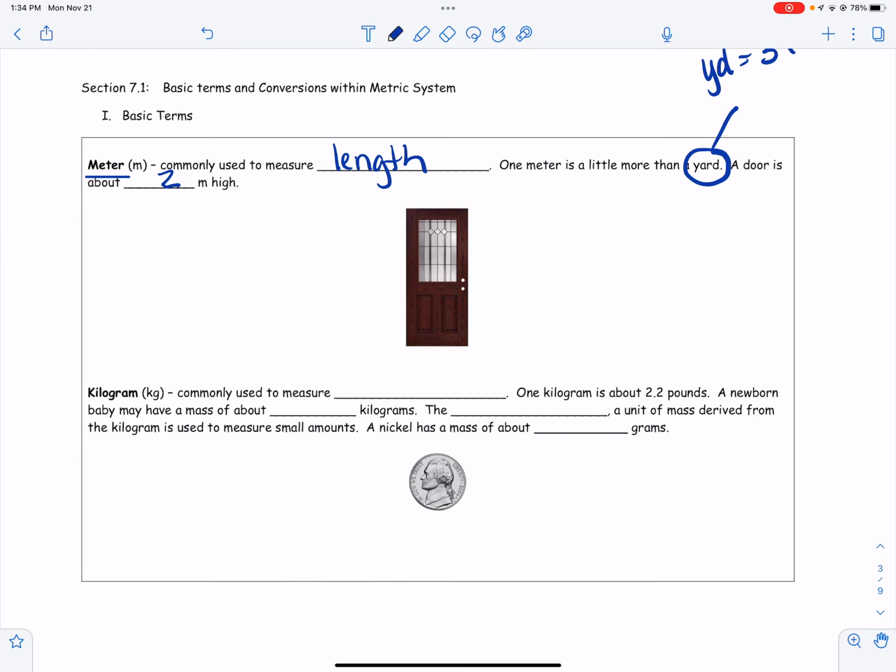Then we're going to go to weight or mass, and kilograms or grams are going to be measuring weight or mass. Now, we're going to talk about the difference between mass and weight here just in a little bit. And for our purposes, we're going to find that those are going to be interchangeable words. So 1 kilogram is about 2.2 pounds. So a baby is going to have a mass of about 3 kilograms, okay? The gram is going to be our base unit, which is derived from the kilogram, and that's going to be our base. And so we're going to learn this saying where the base is going to change, and that base being meter or gram, or if we get to volume, liter, is going to change. So a nickel has about 5 grams for the weight or mass, okay?